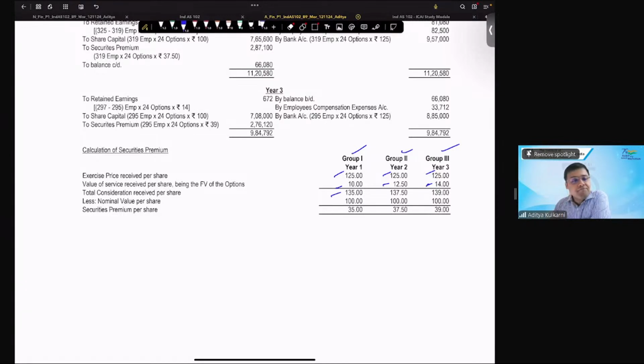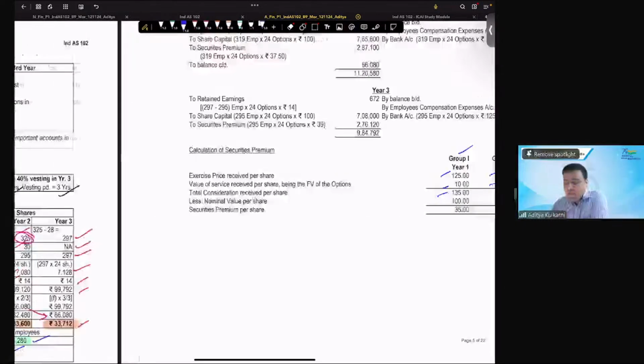So totally the consideration is 130. We can't assume that the 10 rupees is included in that exercise price already, 125. If 10 rupees were to be included in 125, why would the employee pay 125? But it is saying exercise price, nowhere it mentions that employee is paying that 125, no, sir.